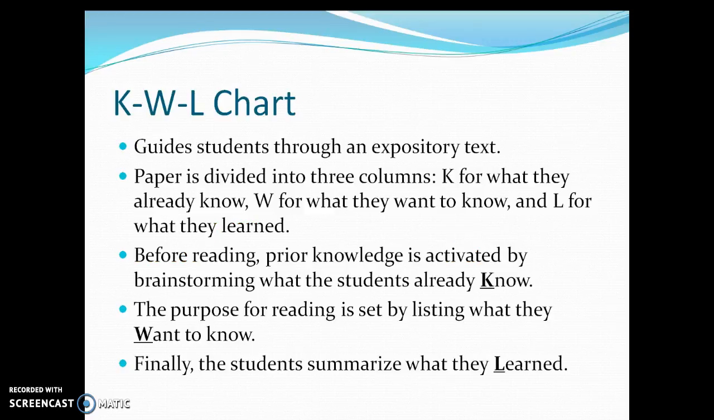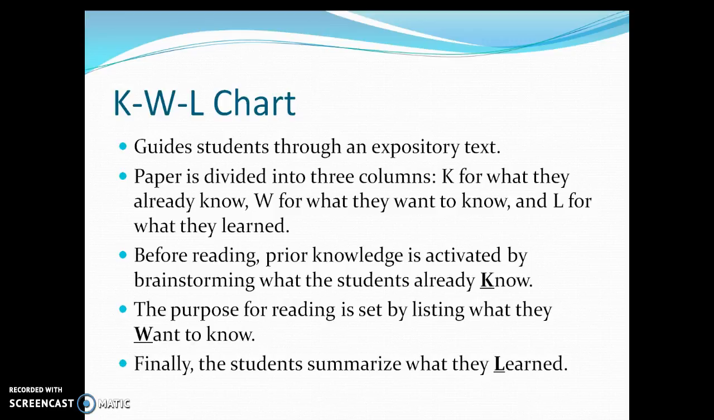KWL chart is used for expository text. You divide the paper into 3 columns. The first column is the K for what they already know. The middle is the W for what they want to know, and the L is for what they learned after reading. You activate prior knowledge by brainstorming what they already know and list it in the first column.